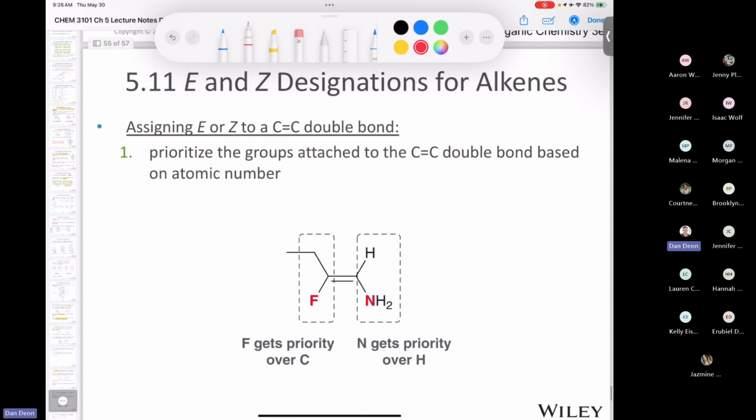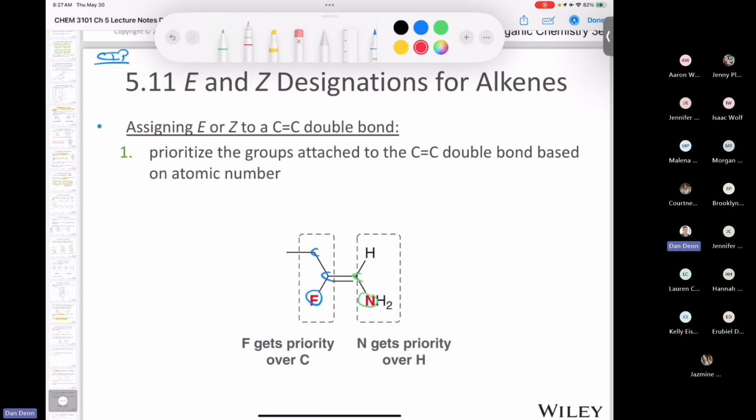Anyhow, so here's how you prioritize E and Z. You guys remember the Cahn-Ingold-Prelog rules, CIP, where the higher atomic number takes higher priority? That's how we do it with this, okay? We base it off atomic number. So look at the carbon on the left of the double bond. You have a carbon attached here and you have a fluorine. What's a higher atomic number, carbon or fluorine? Fluorine is a higher atomic number. Then you go to the carbon on the right, I'll put it in green. You have a hydrogen and a nitrogen. What takes precedence? A nitrogen. There you go. So now the two highest groups are on the same side.